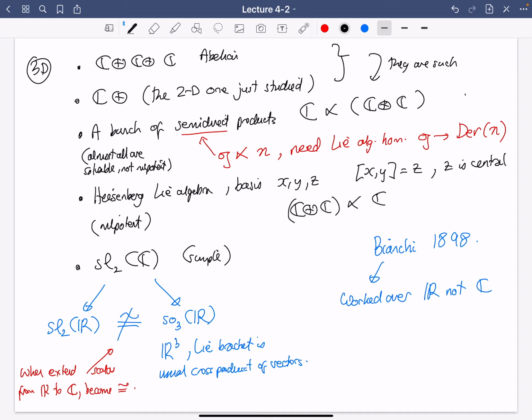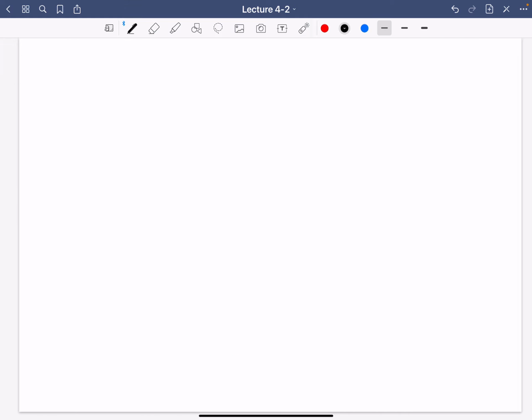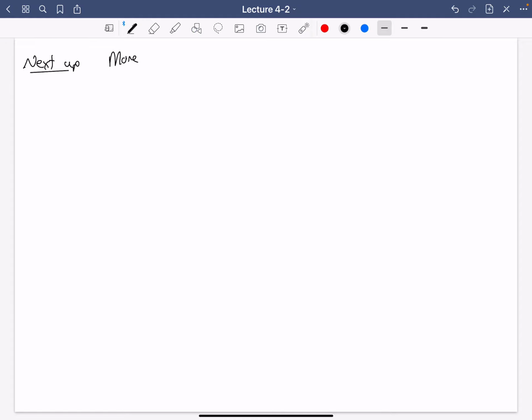Okay, so anyway, we're getting a few examples. That's a good sign. So I want to talk next a little bit more about representations of Lie algebras. This is going to be our main tool in studying Lie algebras, by thinking about representations of them.